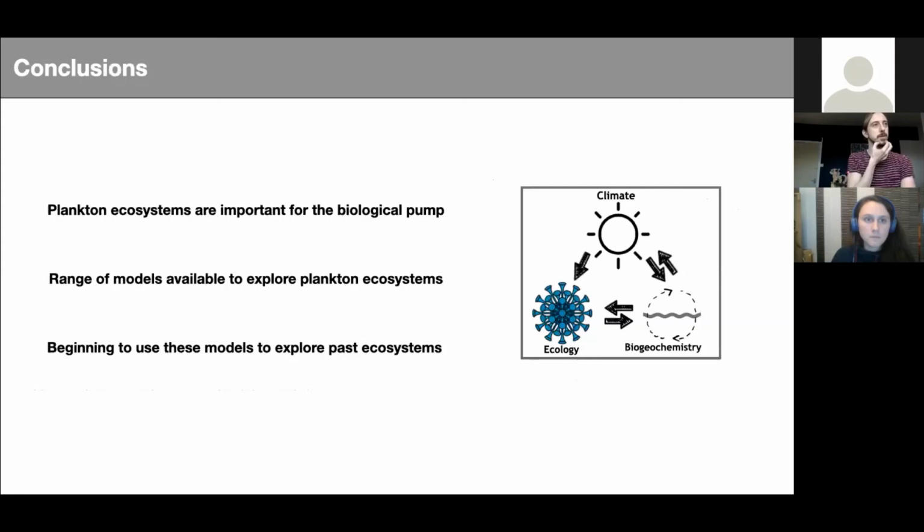Systems are important for predicting what's happening to the biological pump, available to us, and we can use different models for different approaches. And if we're looking at past climates, we need to adapt a certain type of model approach. And then we're starting to use these models to explore the role of past [processes] and the impact they have on biogeochemistry and the biological [pump]. And that's it.